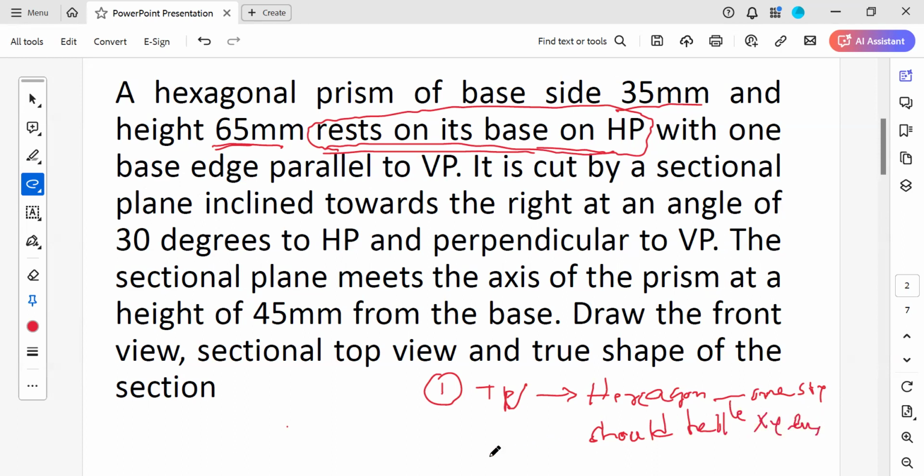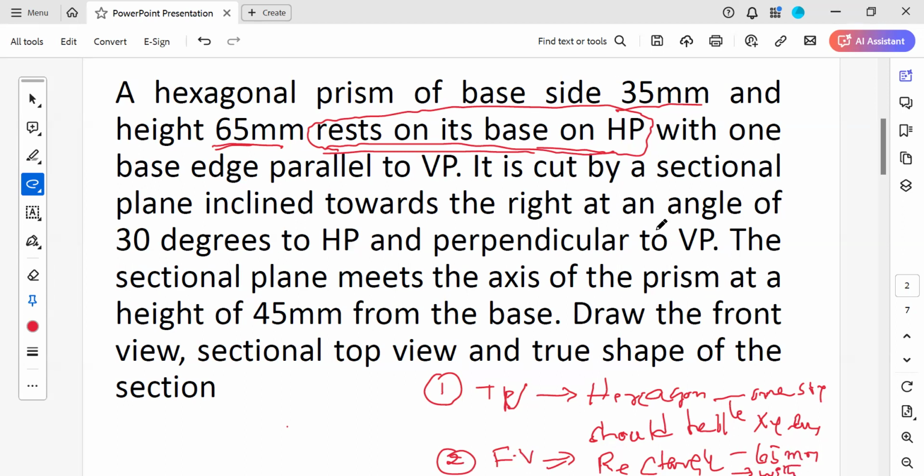So first we do the top view. The second step is to predict the front view. Front view is a rectangle. Height will be the height of the axis, that is 65 mm. The height of the rectangle is 65 mm. The width we will get from the projections of the top view.